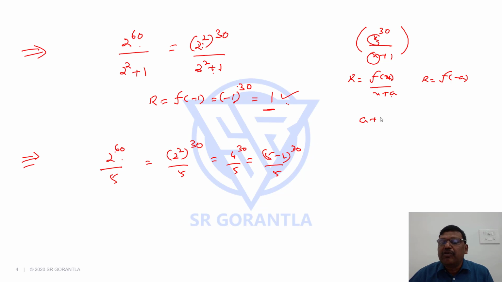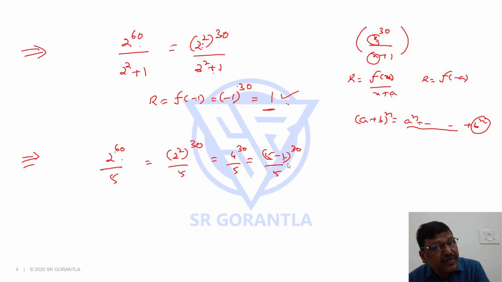If you take a plus b whole power n expansion, you start with a power n and so on, you end with b power n. All the terms of this expansion will have a except this last term. Similarly, when I write 5 minus 1 whole power 30, all terms will have 5 except the last term. All terms will have 5 in it, meaning they're all divisible by 5 exactly. They don't give you any remainder. So only the last term I have to take.